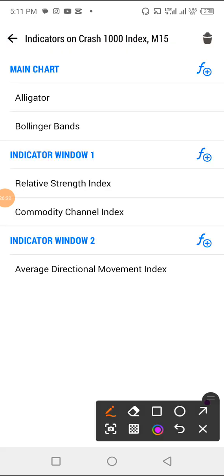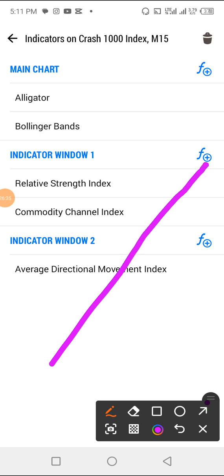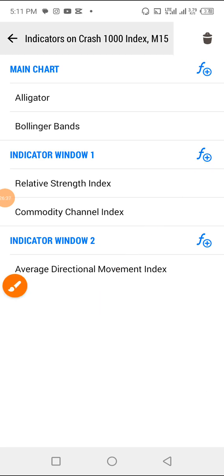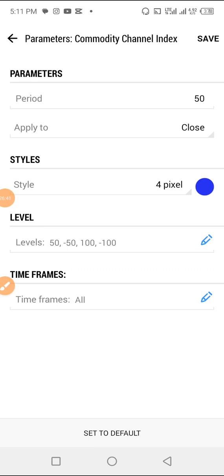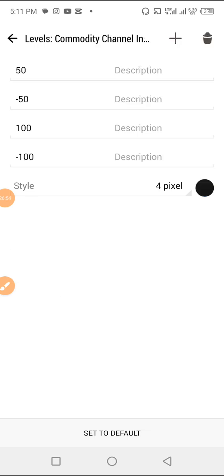Now, the next indicator you're going to add, you're not going to add it from the main chart. You're going to click the F plus icon in your window 1. When you click the F plus icon in your window 1, you look for CCI, which is the Commodity Channel Index. The parameters are this: period should be 50, apply to close, right? You can use any style for the color, make sure it's 4 pixels. Then the levels, this is where we need levels. We need positive 50, that means 50, then minus 50, 100, minus 100, right?